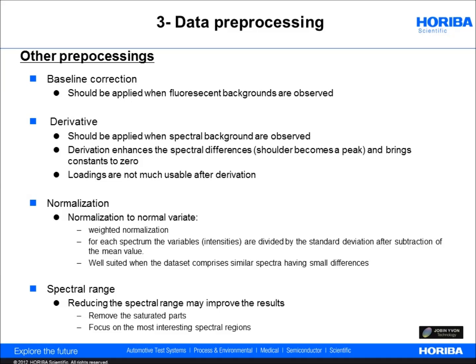I would also like to draw your attention to another type of preprocessing, the selection of the spectral range. You may benefit from reducing the spectral range to focus only on interesting parts or simply to remove saturated parts that would bring useless information. It is also sometimes useful to cut the spectral data to reduce the calculation.